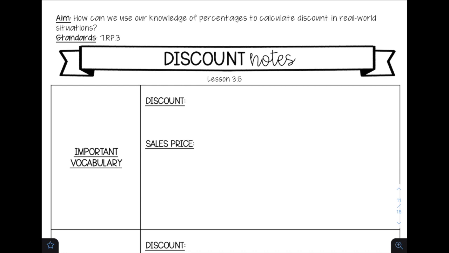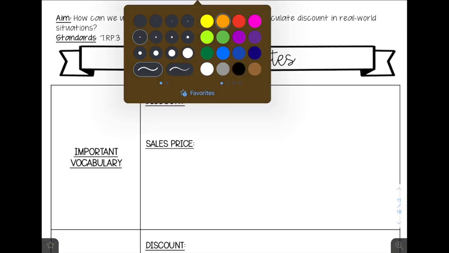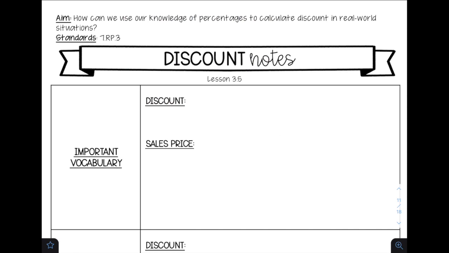Okay, so welcome back. Today we're going to be dealing with lesson number 5. We're going to be talking about discount and sale price today. Our aim is how can we use our knowledge of percentages to calculate discount in real world situations, and this entire unit has been all about real world situations and how we're applying percents.